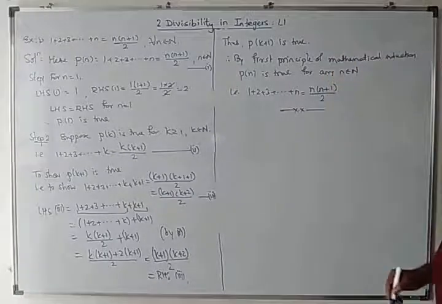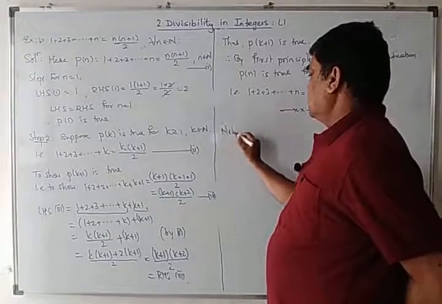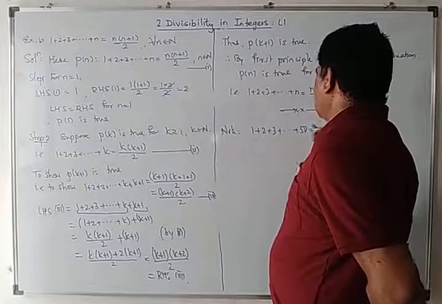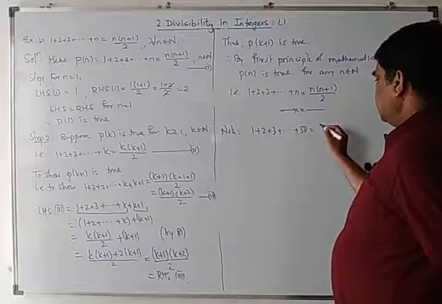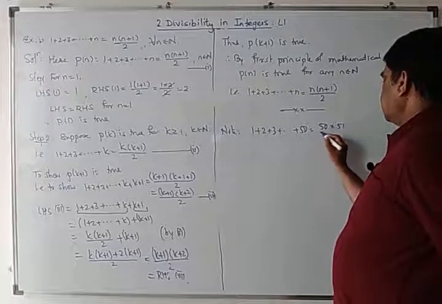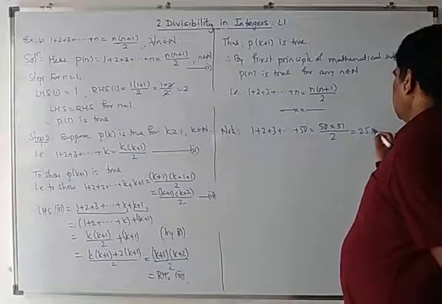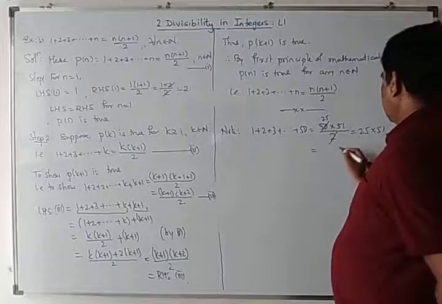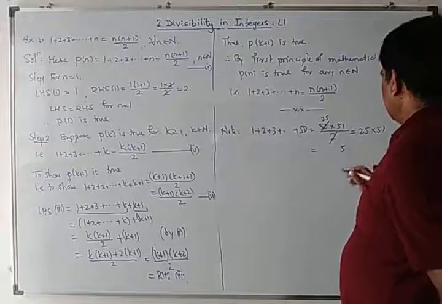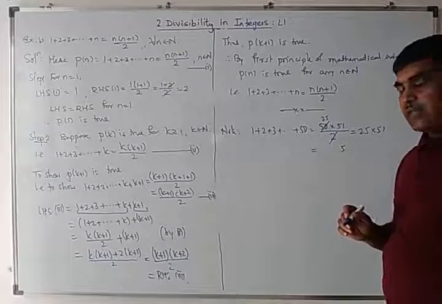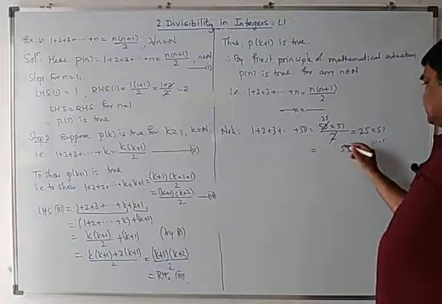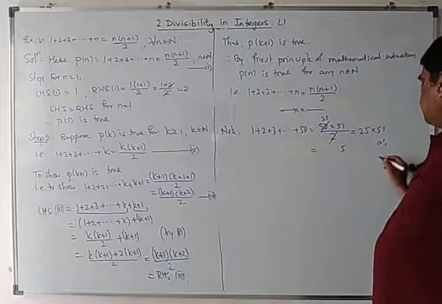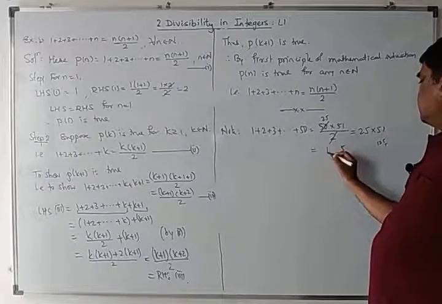What is the application of this result? Okay. So note, if I ask what is 1 plus 2 plus 3 plus so on up to say 50, the sum of the first 50 terms, this will be 50 into 51 by 2, that is 25 into 51. 25 ones are 25, 25 fives are 125, plus 5, right? So 130.